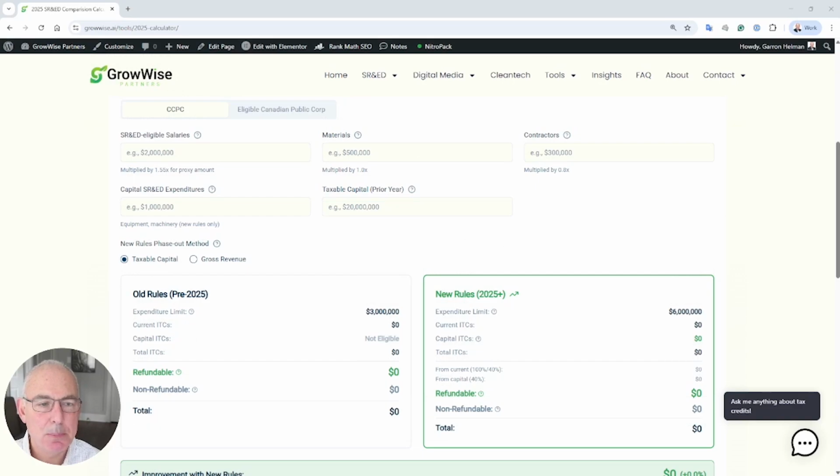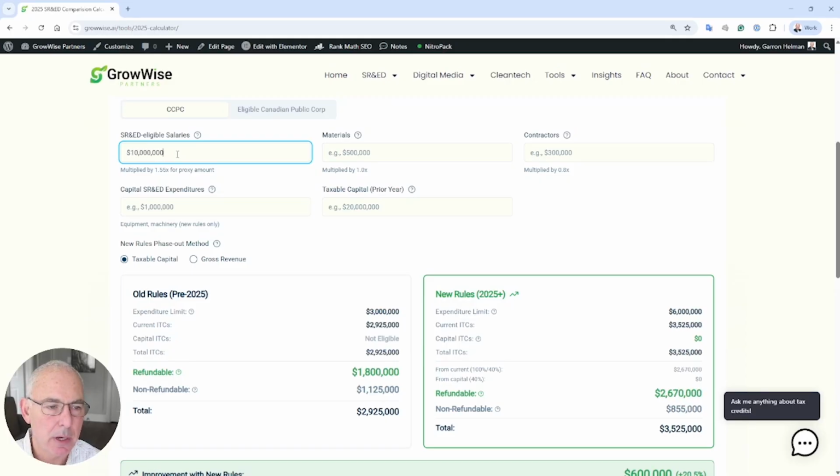Just want to do a deep dive on the phase-out rules for CCPCs. So let's put in $10 million of SR&ED eligible salaries. I know it's a big number, but we're going to look at more specifically the phase-out rules here. We see a total of $2.9 million of SR&ED eligible ITCs compared to 3.5 in the new rules.